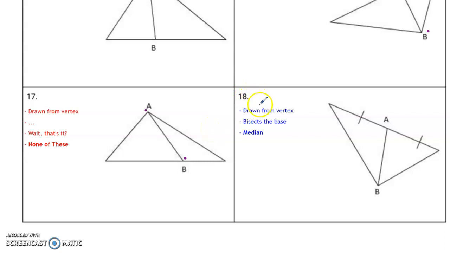However, for question 18, it's drawn from a vertex. It's drawn from point B, and it also bisects that base. You can see these two lines that are indicative of a perfect even split, which means it is a median. A median connects the midpoint of a base with the vertex opposite. Not too bad if you know the vocabulary, and believe me, you need to know this vocabulary.